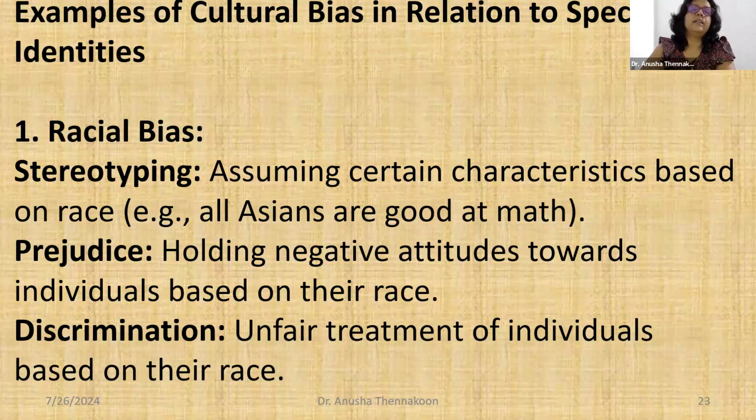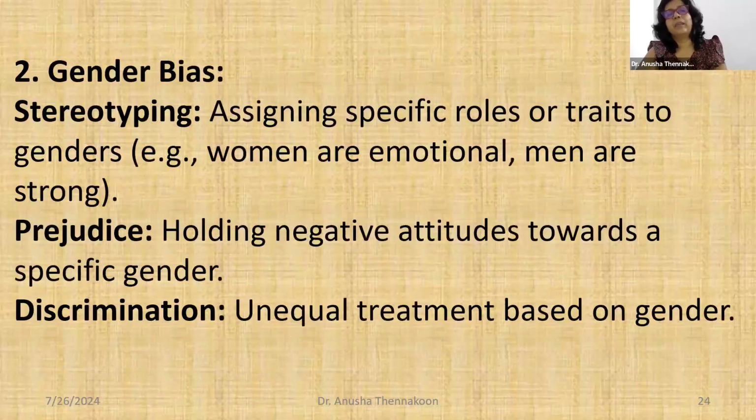Let's see the next one. Okay, we'll complete this. And then gender biases are there. So there are some assumptions, stereotyping actually. Women are emotional, men are strong. So that is a gender bias statement. Prejudice: holding negative attitudes towards a specific gender. Discrimination: unequal treatment based on gender.